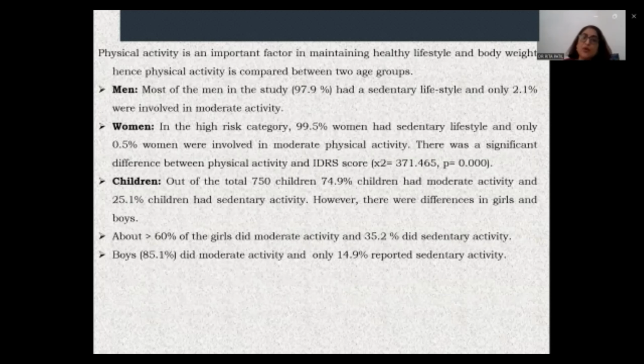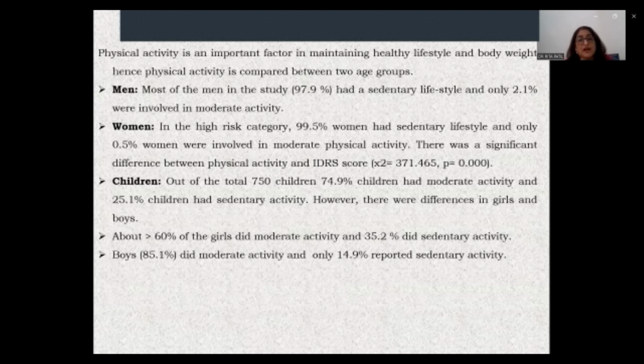Physical activity is an important factor in maintaining a healthy lifestyle and body weight. Hence, physical activity is compared between two age groups. Most of the men, 98%, had a sedentary lifestyle, and only 2% were involved in moderate activity. Regular exercise was not mentioned by anyone.